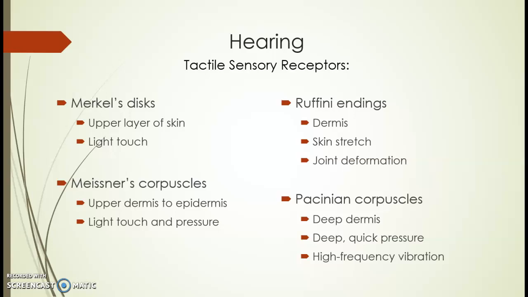low-frequency vibration and flutter. Ruffini endings are found in the dermis and detect skin stretch and joint deformations, such as when your hands move. This lets the brain know when the hands are gripping objects and also helps to control finger position and finger movement. And finally, Pacinian corpuscles, which are located in the deep dermis and sense deep, quick pressure along with high-frequency vibration.